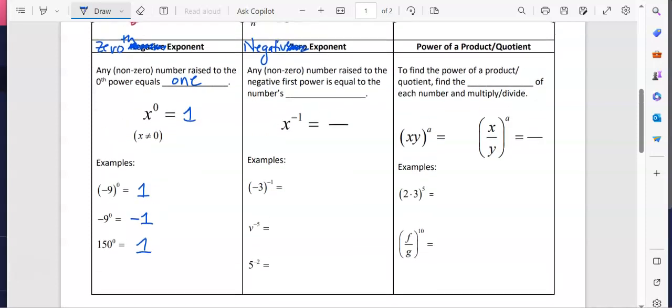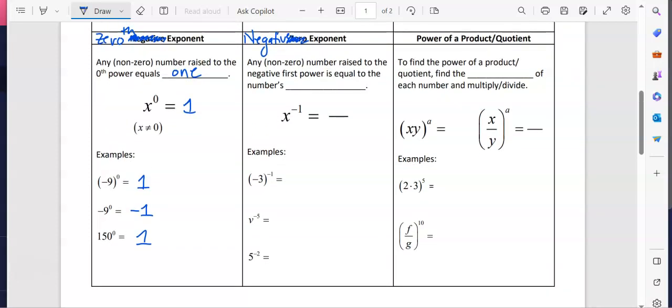Now let's take a look at those negative exponents. Any non-zero number raised to the negative first power is equal to the number's reciprocal. So x to the negative first power, if we think of this as a fraction and we flip it over to its reciprocal, the 1 comes on the top and the x goes to the bottom, but this time its exponent is going to become positive. So typically we just write it as 1 over x. So x to the negative 1 is 1 over x.